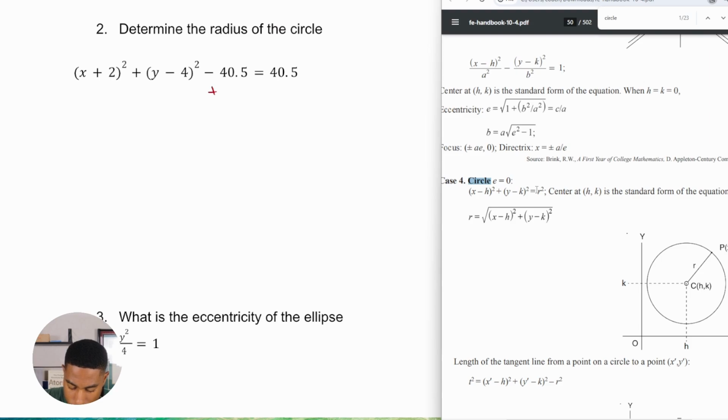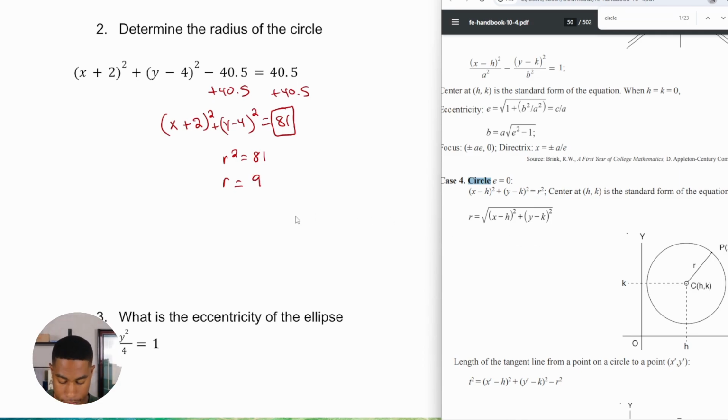So I know that I'm just going to add 40.5. And so I get that equals 81. And so (x + 2)^2 + (y - 4)^2 is equal to 81. And so I know that this piece has to equal r squared, right? So if that piece equals my r squared, then r squared is equal to 81. r is equal to 9, right?